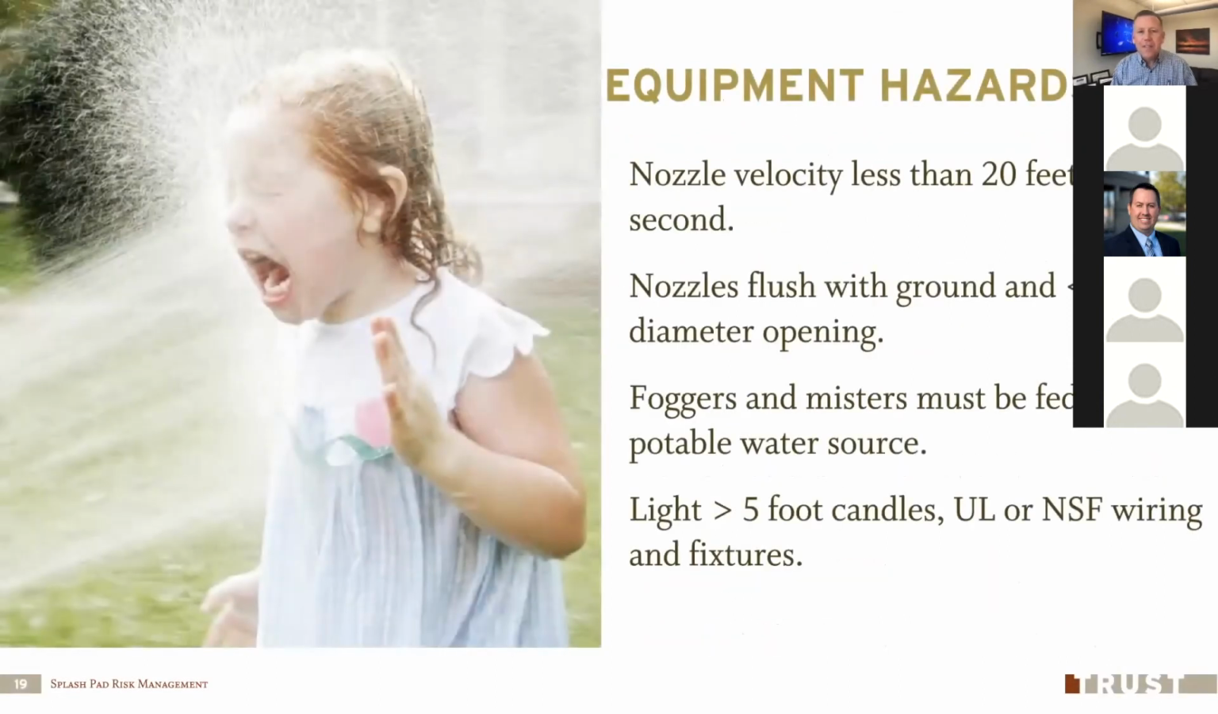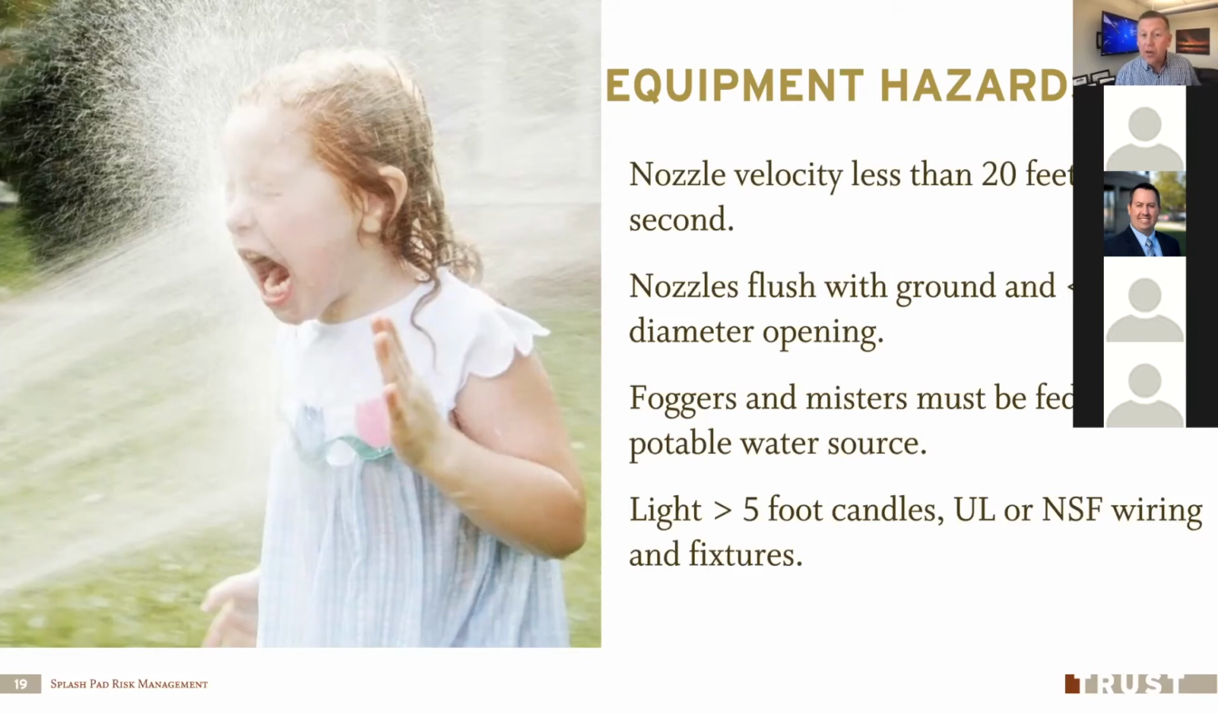Okay. The physical equipment out on the splash pad, the nozzles that squirt water out, they need to have a velocity of less than 20 feet per second. So what does that mean? Well, that's the velocity that it comes out. That's to prevent people from having their eyeballs shot out, or having a nozzle squirt out water so rapidly that it could damage skin, those kinds of things.